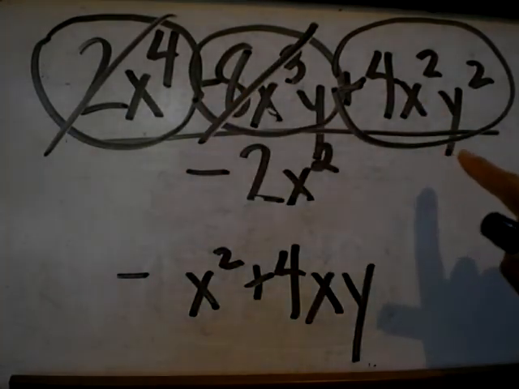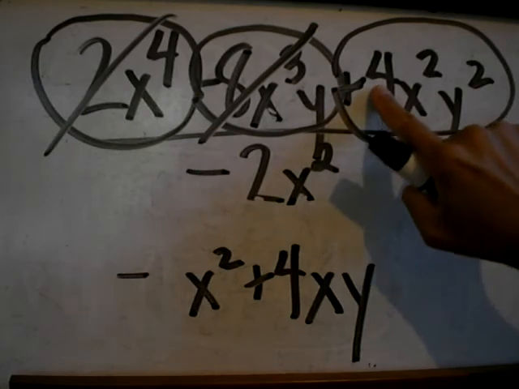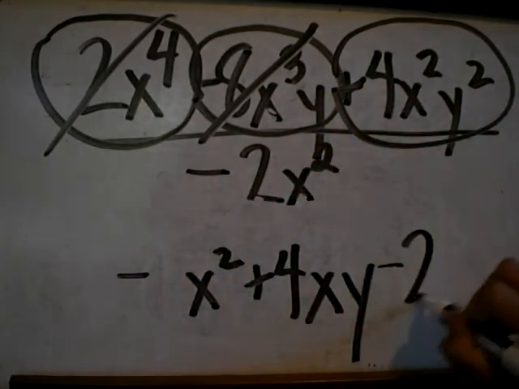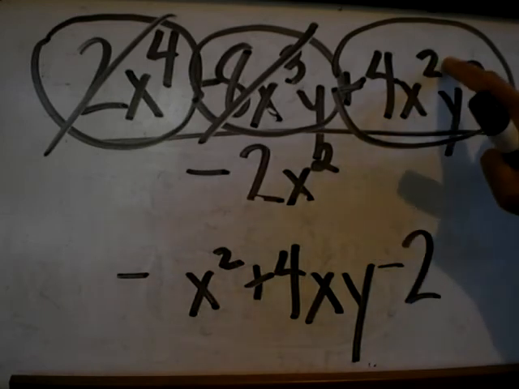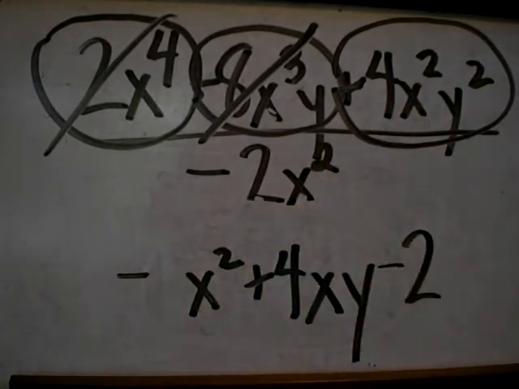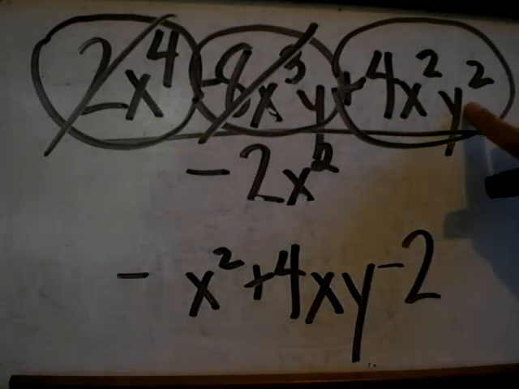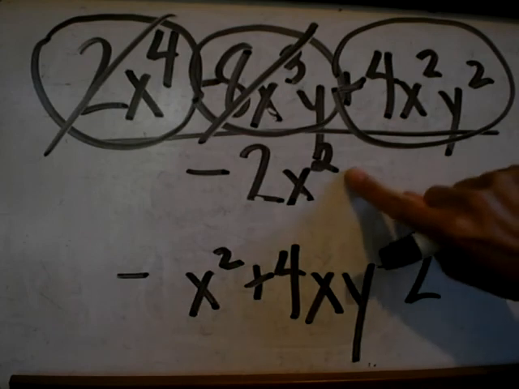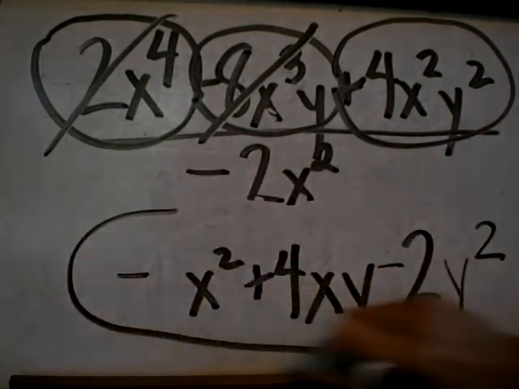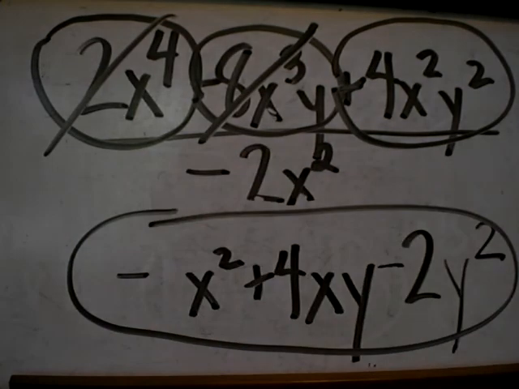Here we go. 4 divided by negative 2 is negative 2. X squared over x squared cancel each other out, so it's just 1, and we can leave that part blank. Then y to the 2nd, there's no y here, so we just bring that down. So here is our final answer.